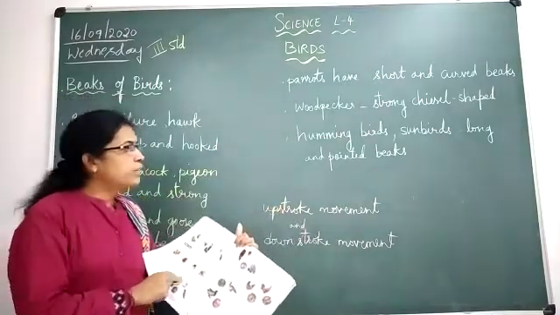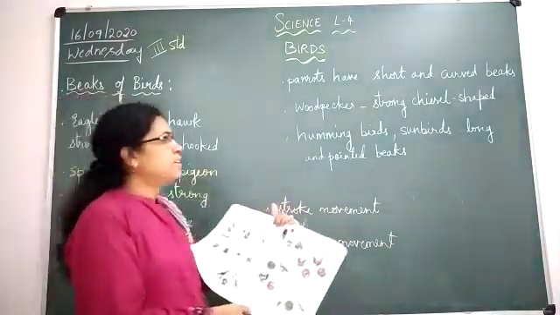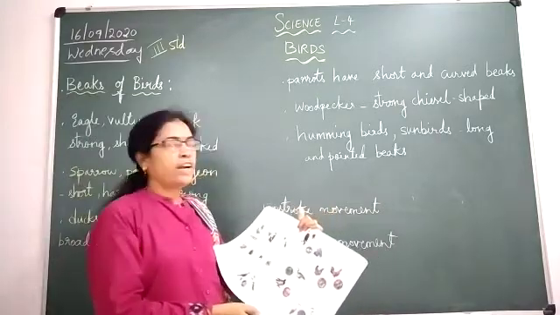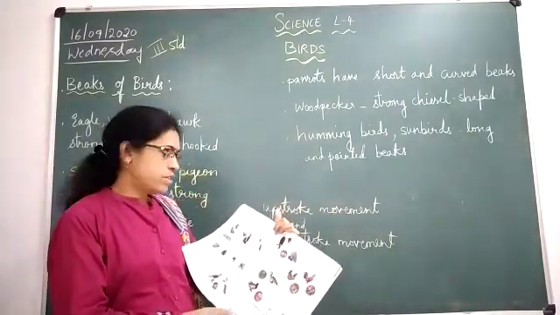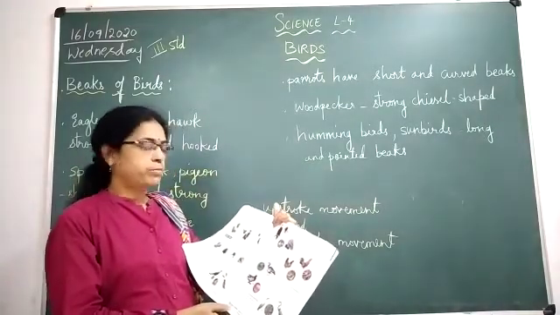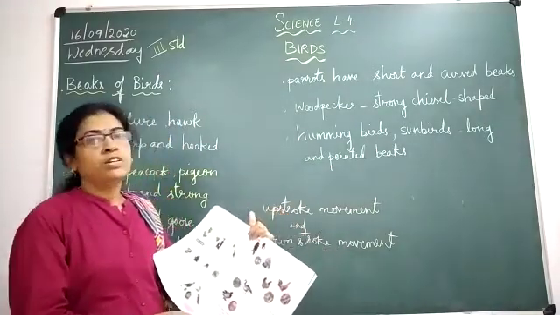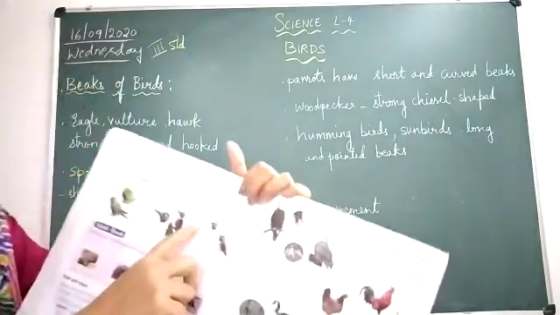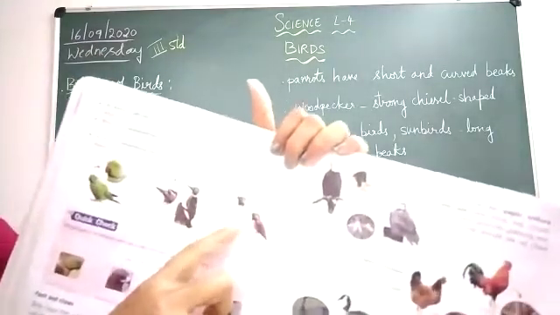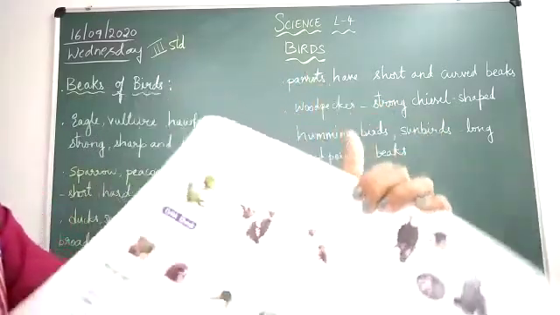Next, birds like hummingbirds and sunbirds have long and pointed beaks, which help them to suck the nectar from flowers. You can see here that the hummingbird has a long beak to suck nectar from the flowers.